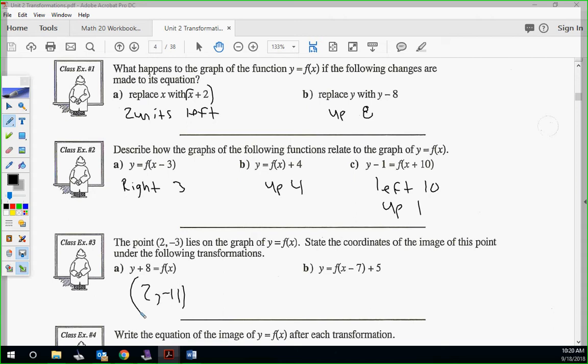I got a lot going on for the second one, or two things. Right 7, up 5. So right 7 means plus 7, so that's 9. Up 5 means we're at 2. So 9, 2 would be that point. Okay.